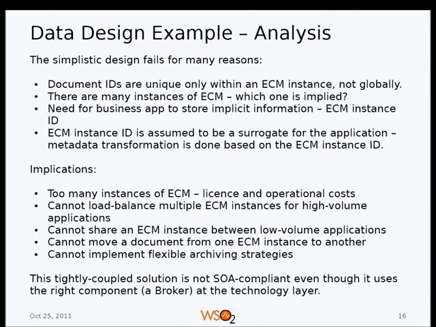So, as you can see, this is a really tightly coupled solution. It's not SOA compliant at all. But if you look at the technology layer, it seems to be the right component at the technology layer. You used a broker, and at the end of the whole thing, you haven't got a SOA compliant design. This is really sad. And in fact, this is very disheartening, because what looked like an open and shut case is not that simple.